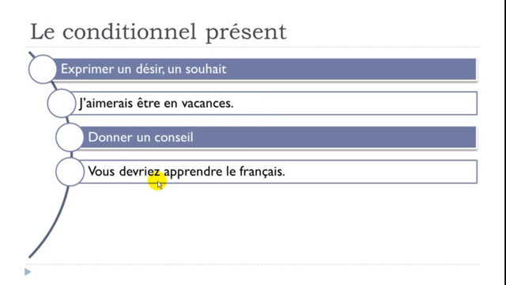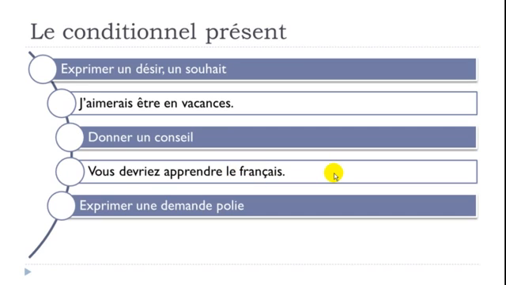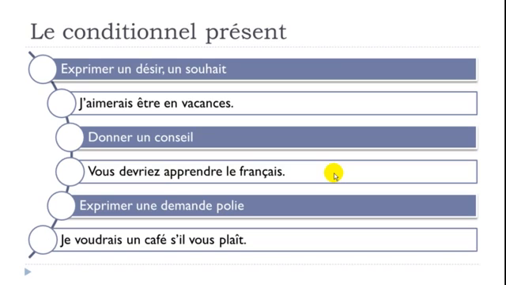Vous devriez apprendre le français. Okay? Devoir, to have to, but in that case when you say vous devriez, you should. That would be the more correct translation. Vous devriez apprendre, apprendre is to learn, le français, French. And then if you want to ask something politely, that's the tense you should definitely use.